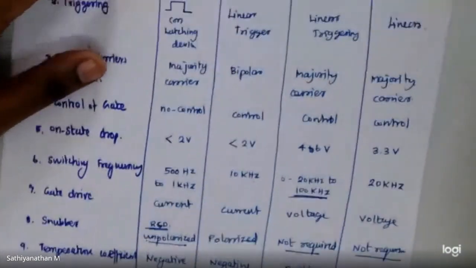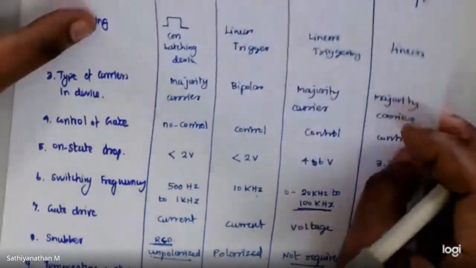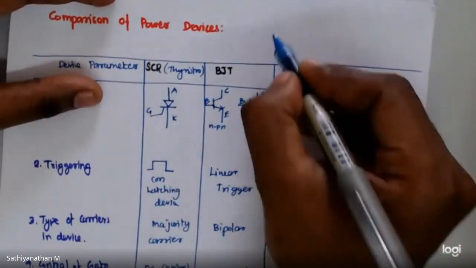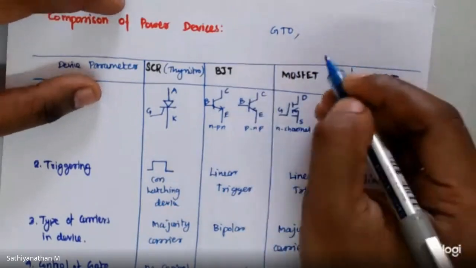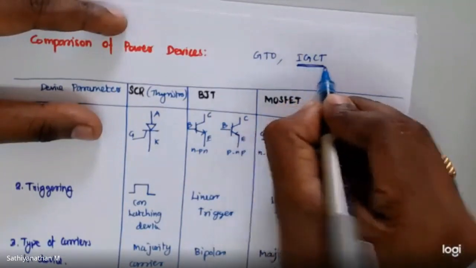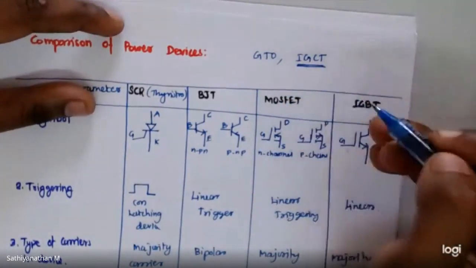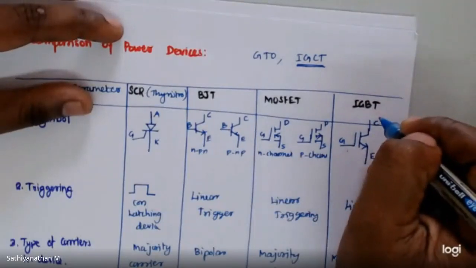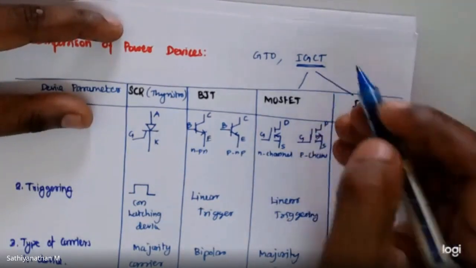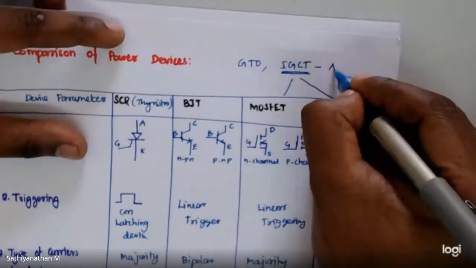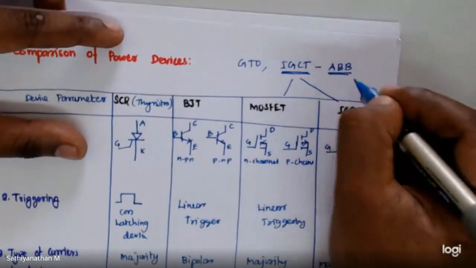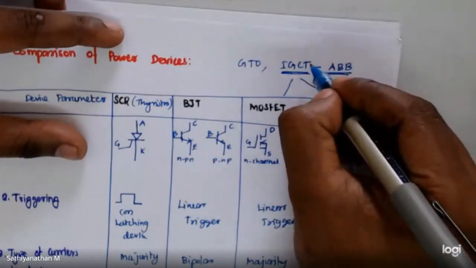Okay, so today we are going to discuss one more device which is not listed in this table, that is called GTO. One more device is called IGCT. This IGCT has the features of MOSFET as well as IGBT. The internal structure of the device is very complex. The only manufacturer is ABB. You may have heard that ABB is the only company which is manufacturing IGCT, a single device.